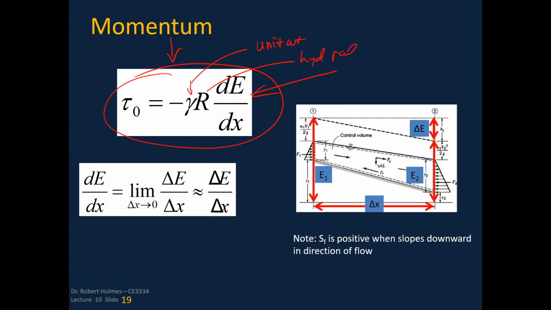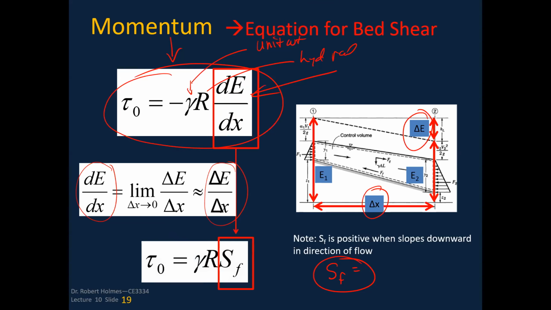And so again, if I go back the other way, that dE/dx is nothing more than this delta E over delta X. And you can see here that this is my delta E, this is my delta X. Well, what am I talking about? That change of delta E with respect to delta X is nothing more than a slope term, right? So that's the friction slope. So if I look at this, I end up calculating this.